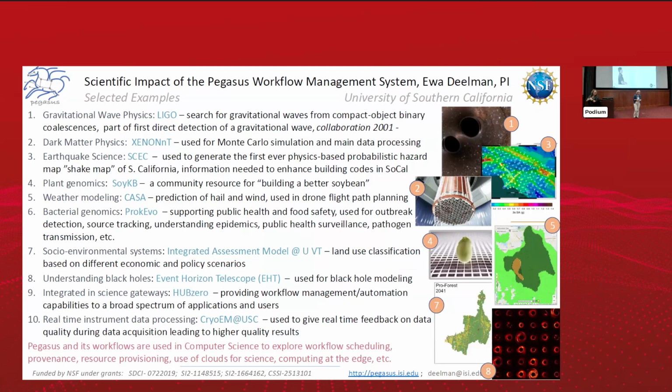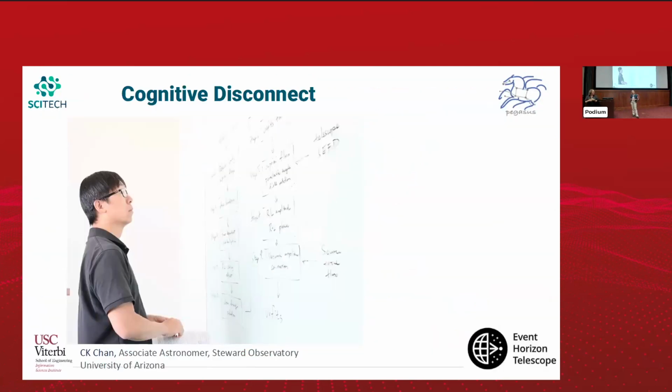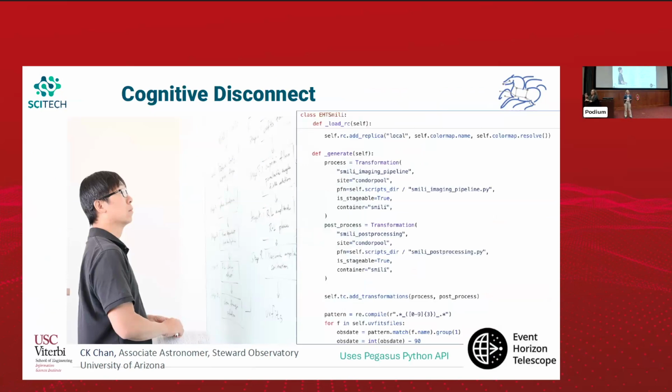So what we're trying to bridge is this cognitive disconnect between what the scientist has in their head and can put on a whiteboard, on a napkin, and something that Pegasus expects. So the code that generates the workflow that you see on the right. So this is the code for the EHT pipeline that the scientist has generated using the Pegasus Python API. But the way they want to think about this, and also they want the students to think about it, is these boxes that you see on the left.